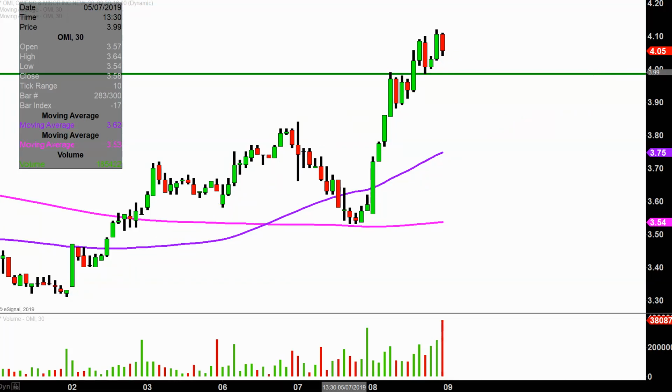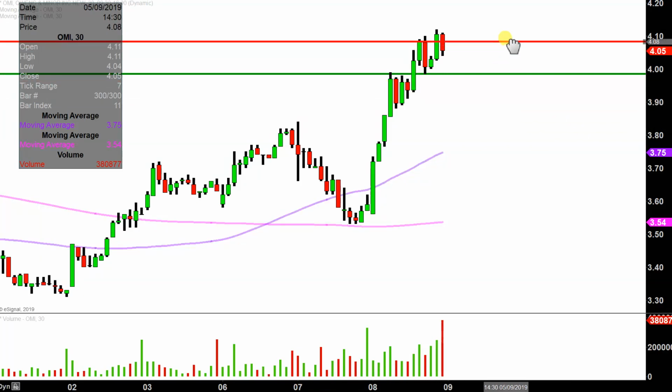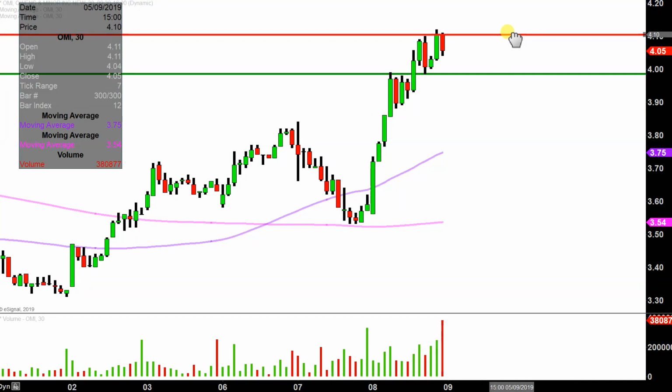What about levels of resistance? Nothing fancy or complicated behind this other than the fact that the party finally stopped today on a few different occasions right up there at the 410 mark. So $4.10, public enemy number 1 going into Thursday.